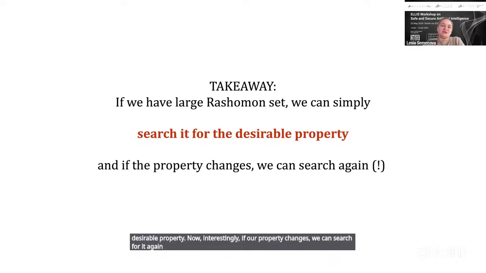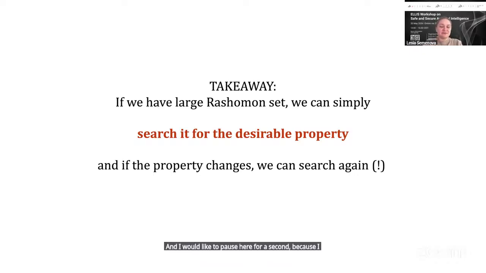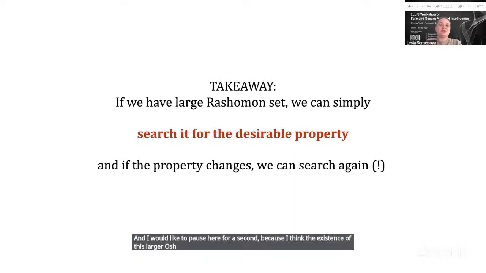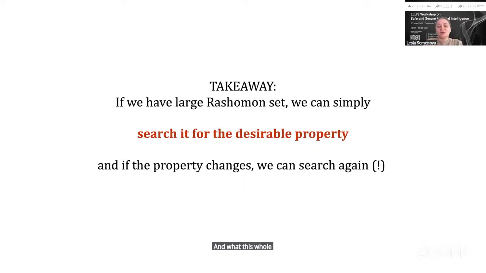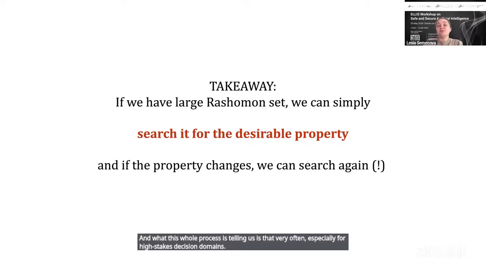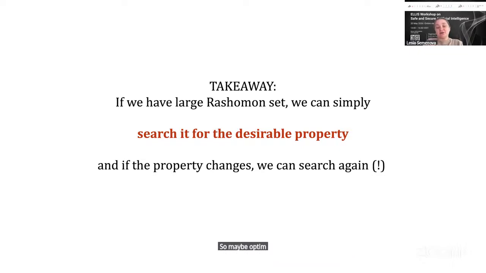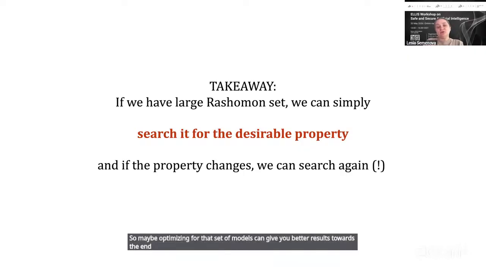And I would like to pause here for a second, because I think the existence of this large Rashomon set changes a lot how we approach optimization in ML and AI. We used to optimize for one single model. And what this whole process is telling us is that very often, especially for high-stakes decision domains, especially when you have some inherent noise present, there is no one single model. There are multiple of them. So maybe optimizing for that set of models can give you better results in the end, especially if you know that some different properties would be desired and studied in the future.